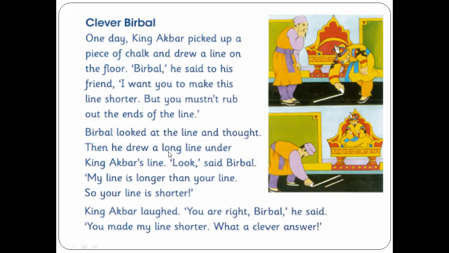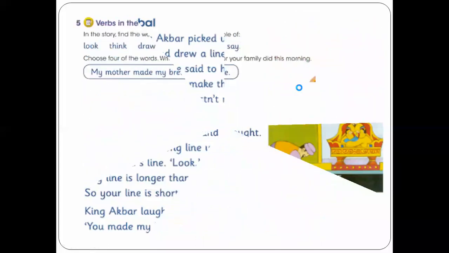Then he drew a long line under King Akbar's line. Look, said Birbal, my line is longer than your line, so your line is shorter. King Akbar laughed. You are right, Birbal, he said. You made my line shorter. What a clever answer. Okay, this was the story.